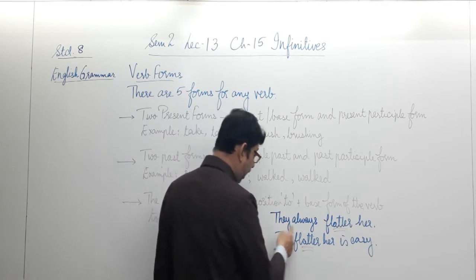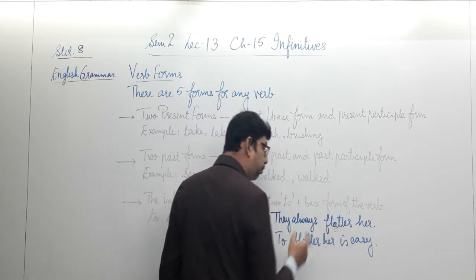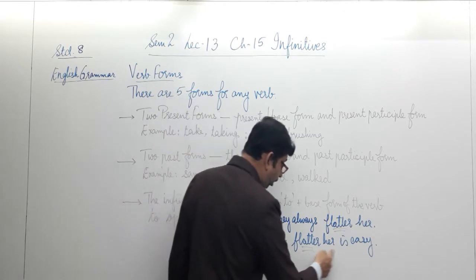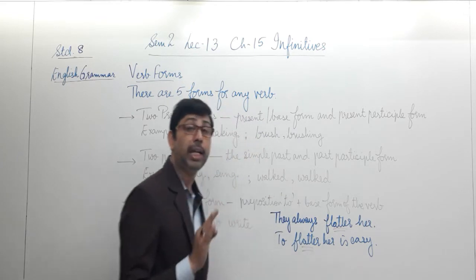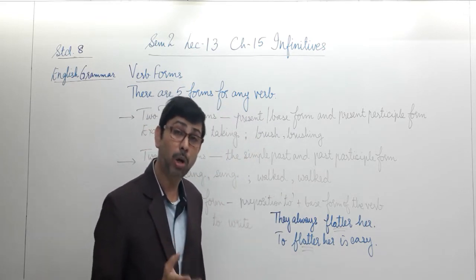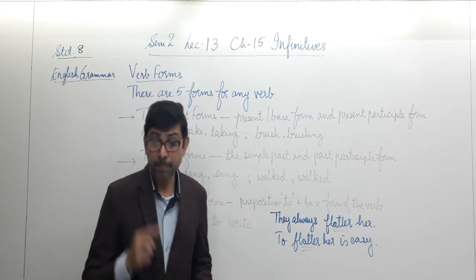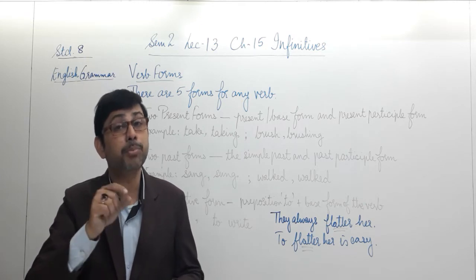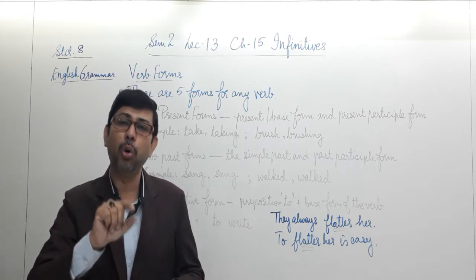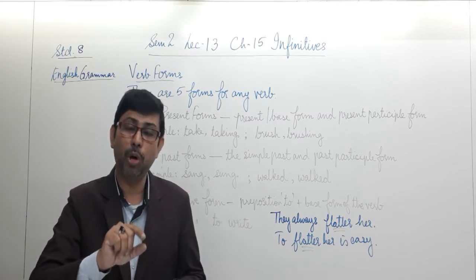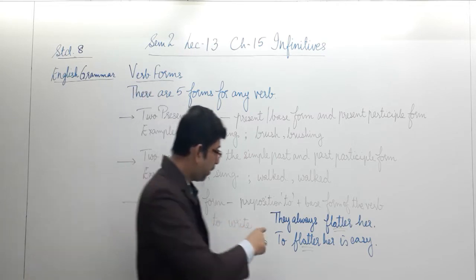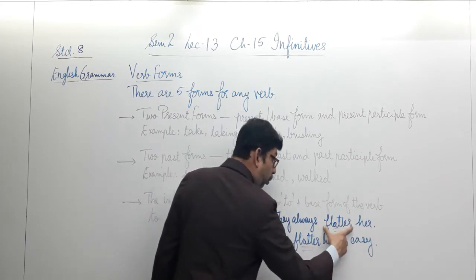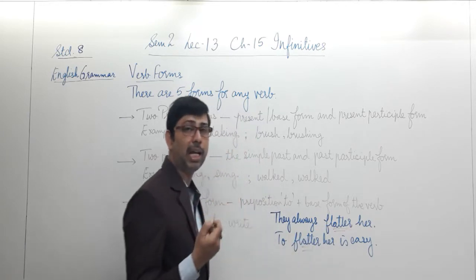In the first sentence, they always flatter her, flatter is a verb and plays the role of a finite verb. Whereas in the second sentence, to flatter her is easy, it is playing the role of an infinite verb. Well, how? Let me tell you about this. When a sentence has a verb in it and it has a subject for itself, then we say that the verb is in the finite form, or it is a finite verb. Here you can see, they always flatter her. When we have the subject they, therefore the word flatter, which is a verb, is a finite verb.